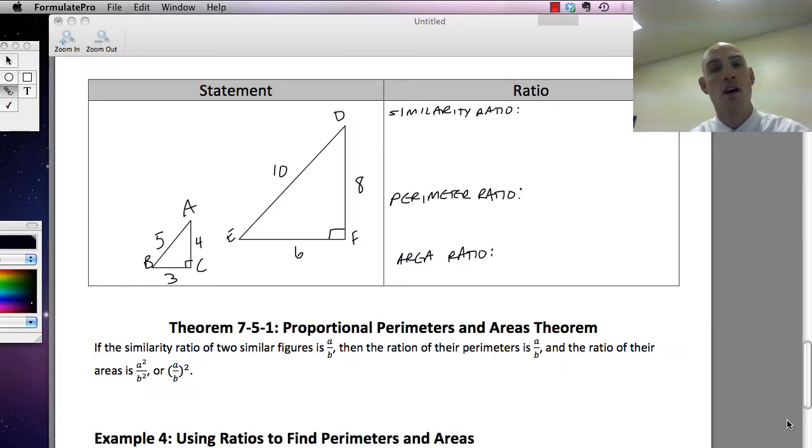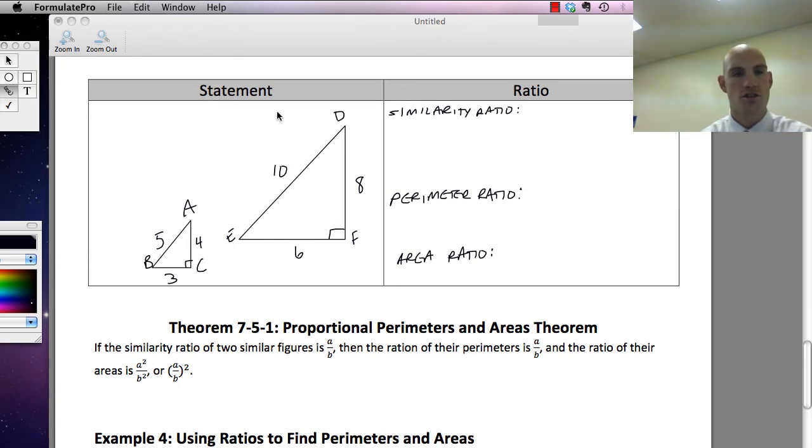Today we're going to talk about a little bit more of the technical aspect of this, not so much the practical application where we find the height of a flagpole or a pineapple or the height of the gym, but we're actually going to start talking about similarity as it pertains to perimeter and area.